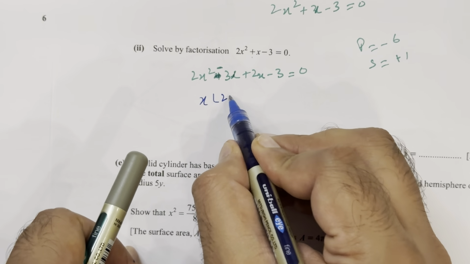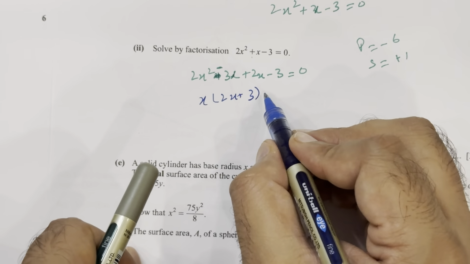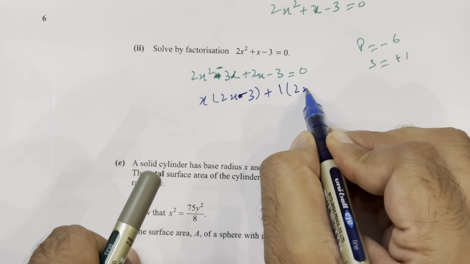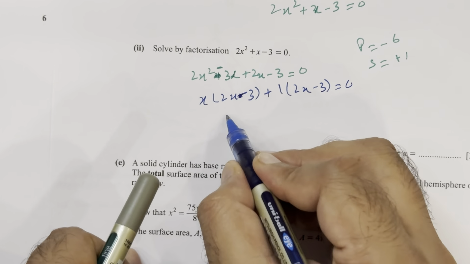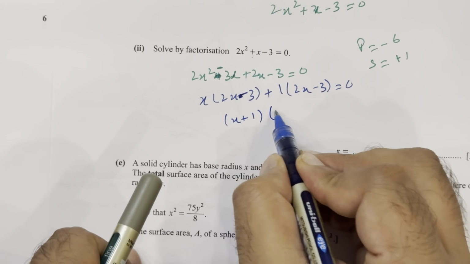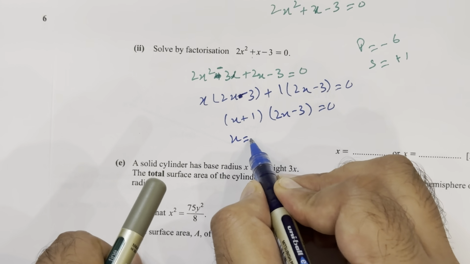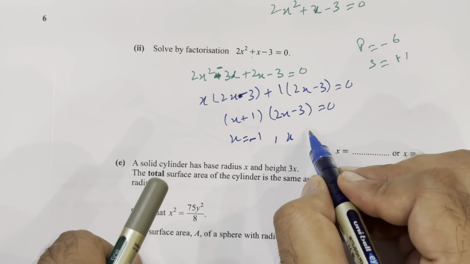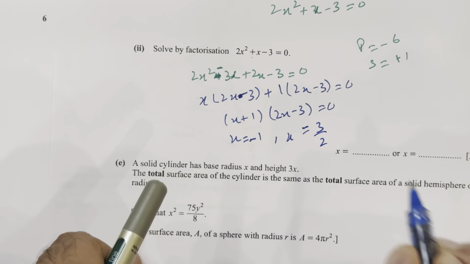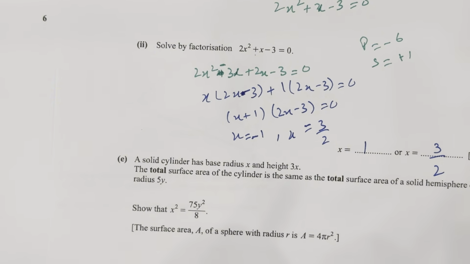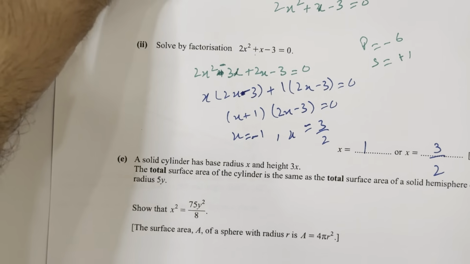After taking x common, 2x plus 3, 2x minus 3 plus 1, 2x minus 3, and you get the value x plus 1, 2x minus 3 equal to 0. So x is equal to minus 1 and x is equal to 3 by 2. So this is how you have done that question.